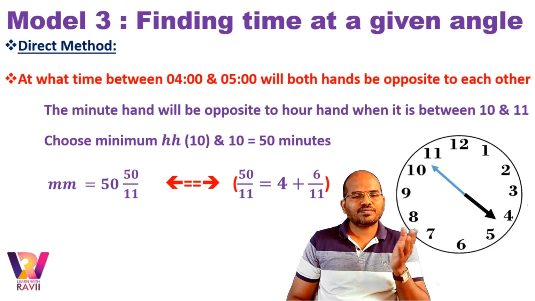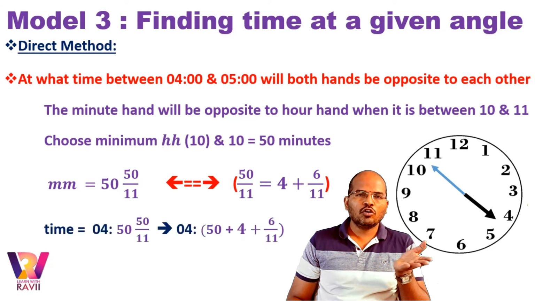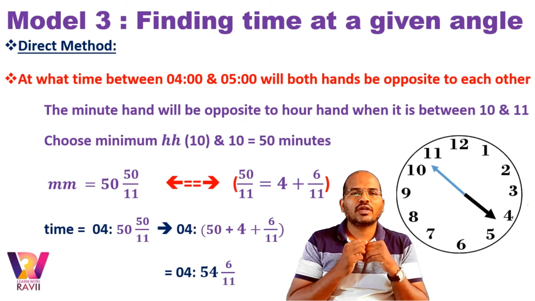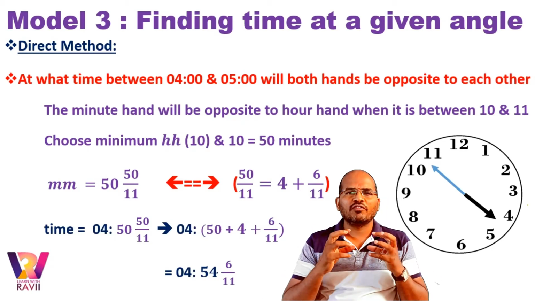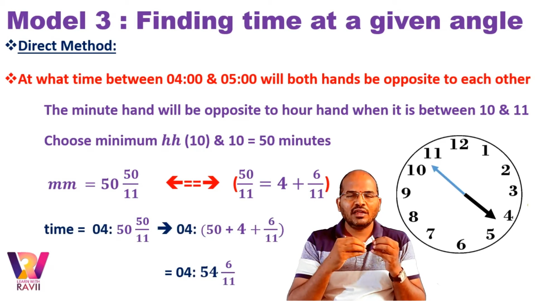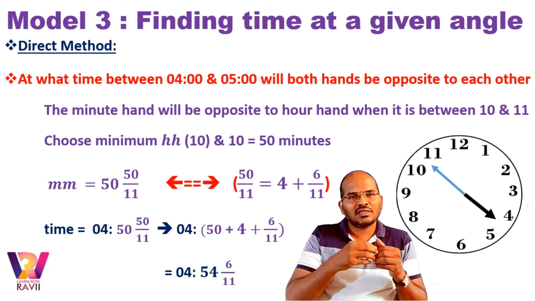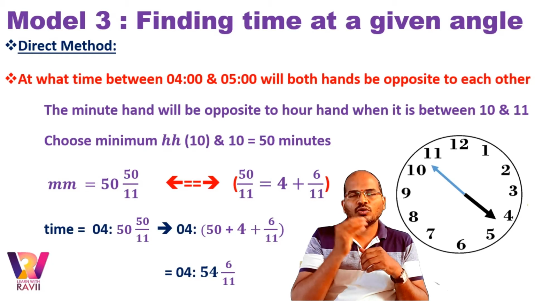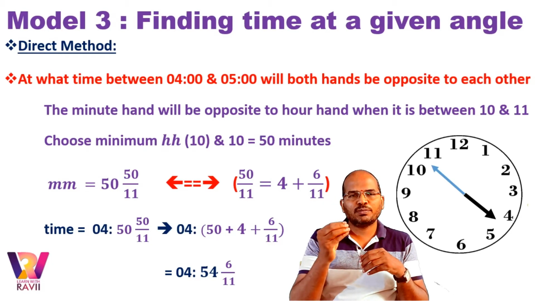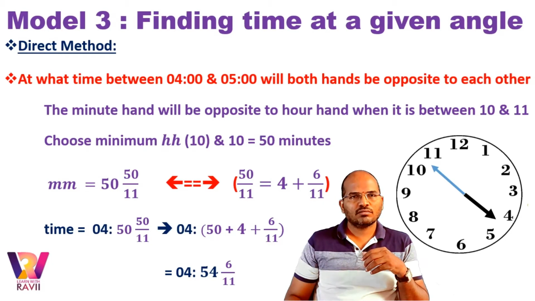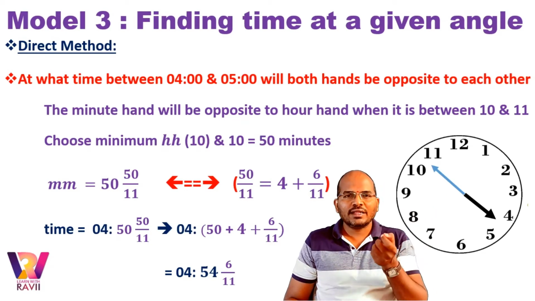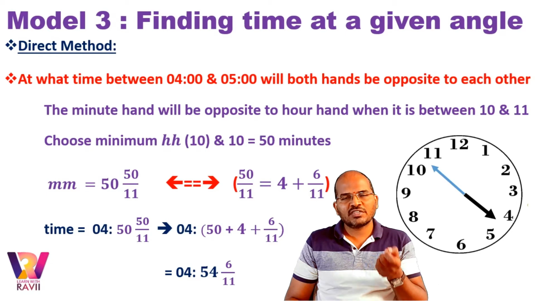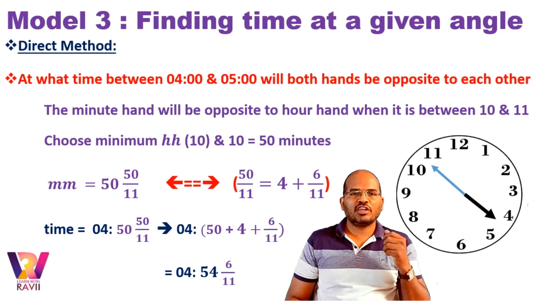So the time would be 4:54 and 6 by 11. So that is how you calculate the time at a given angle. So what are we doing? We are trying to find after how many minute spaces the answer is possible. Once you get that minute space, it is minute space and minute space by 11. You got in the previous 20 and 20 by 11. In this example, you got the minute space as 50, that is 50 and 50 by 11.